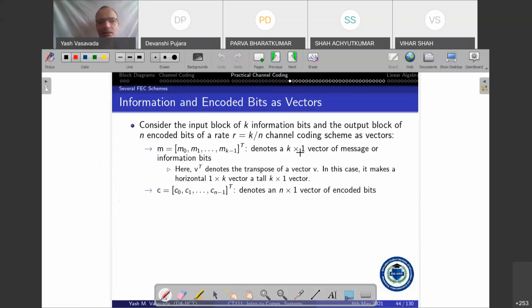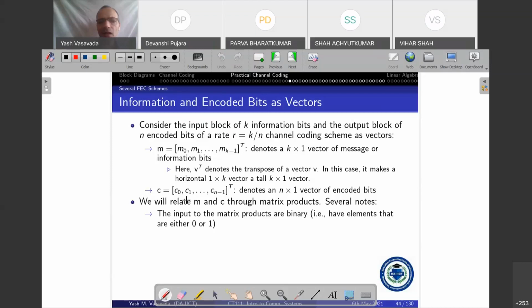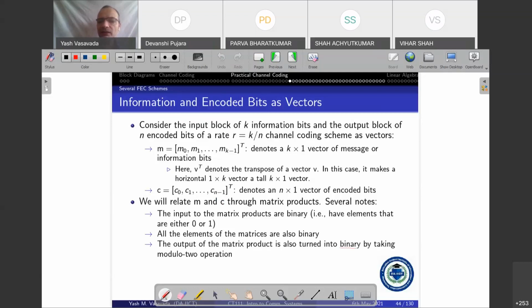And similarly, the output of the channel encoder is going to be an n cross 1 vector of encoded bits. And we are going to convert M to C by doing a matrix operation that we are going to define on the next slide. Now, a few things that I want you to keep in mind. This M is always going to be zeros and ones. We are always going to be talking about bits. The output is also going to be zeros and ones, so we are always talking about binary code words at the output of the channel encoder. And in this matrix product, the elements of the matrices are also going to be binary. So everything is going to be zeros and ones in our algebra.